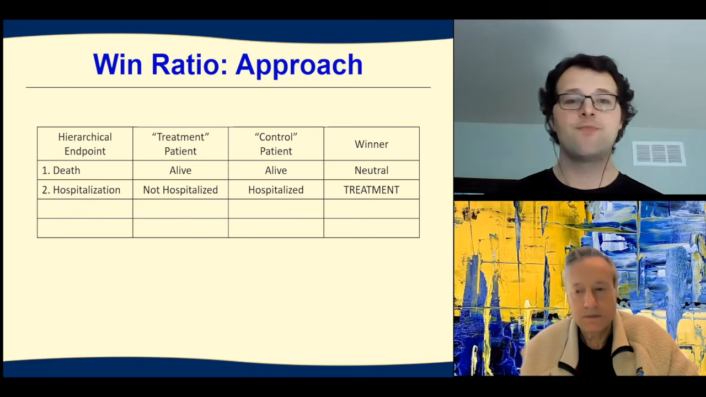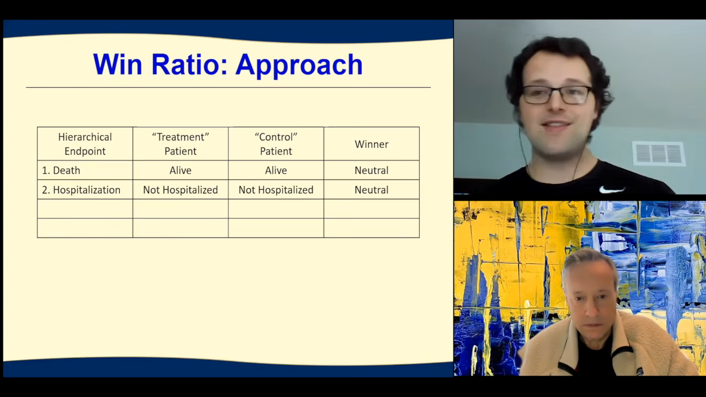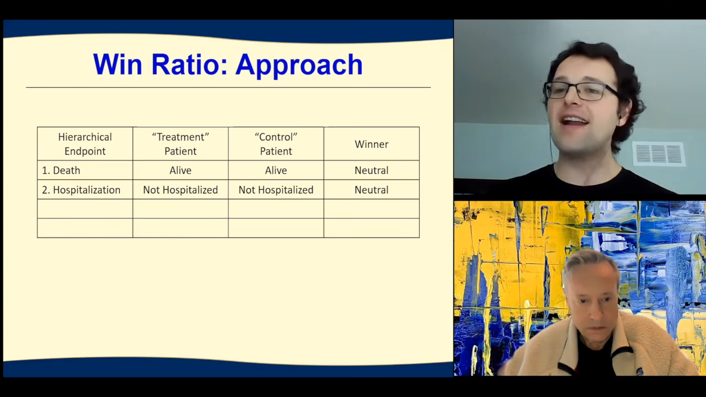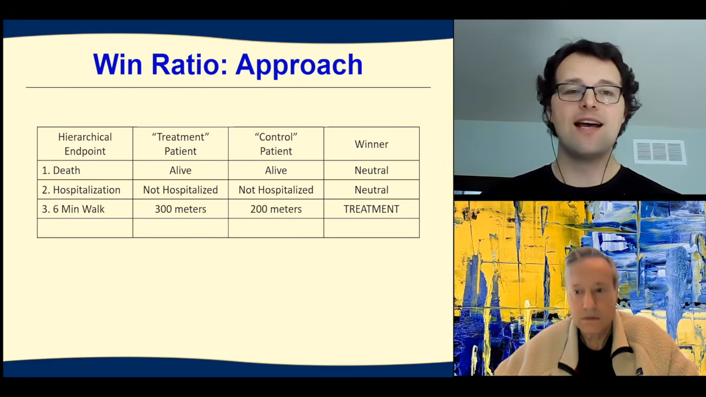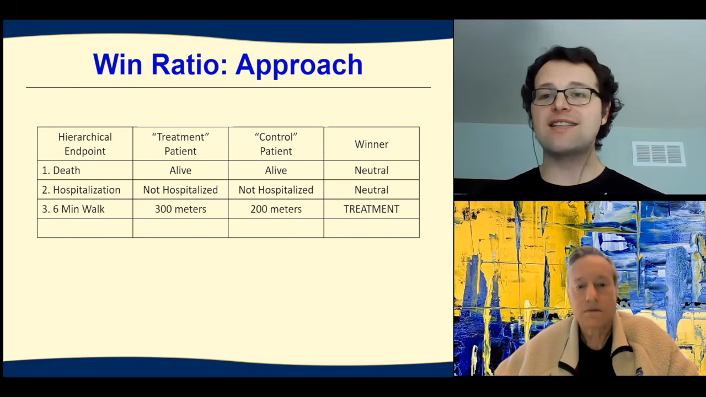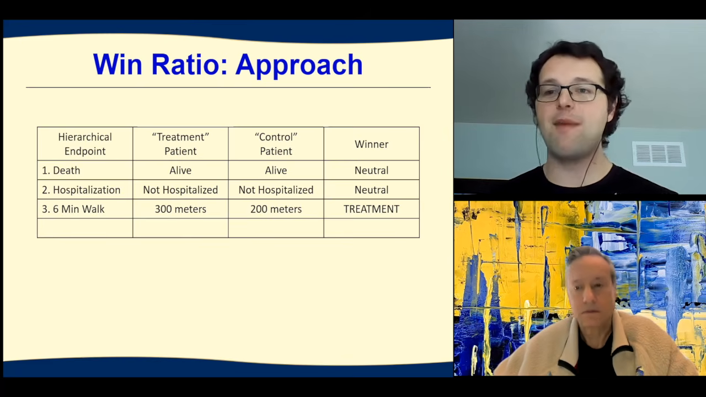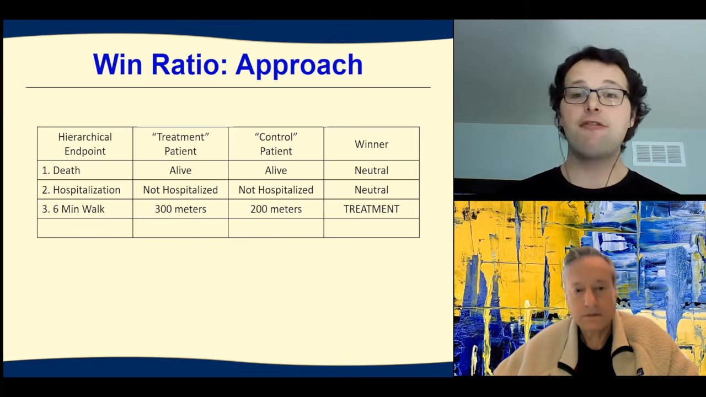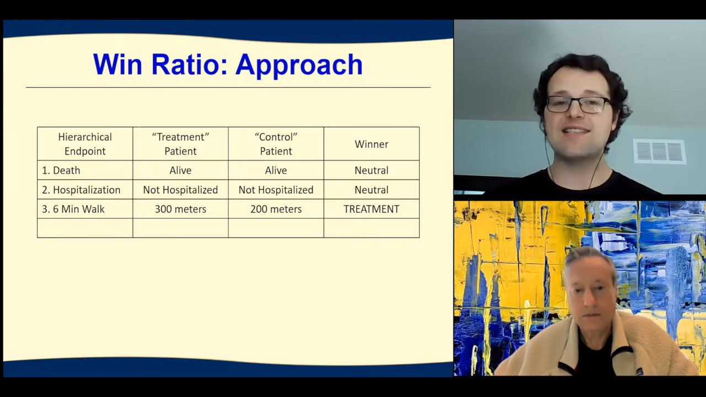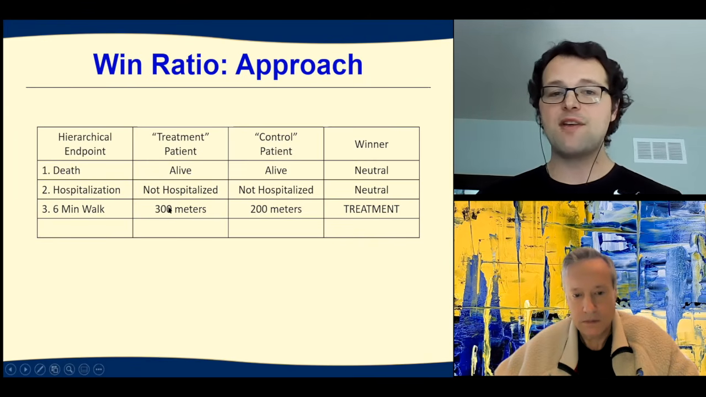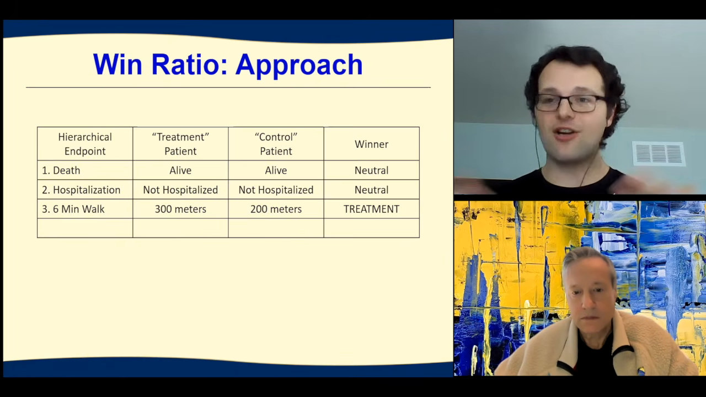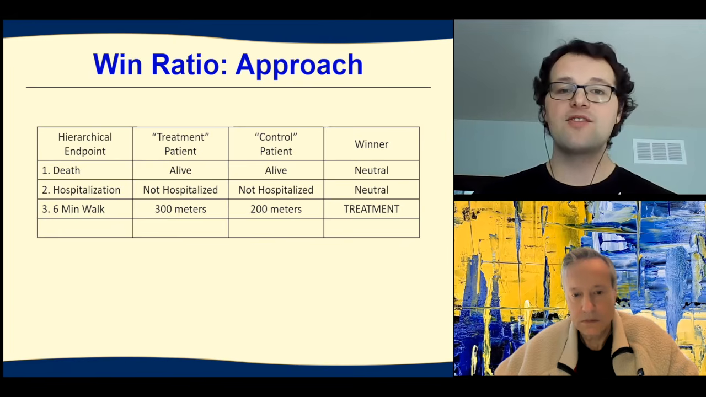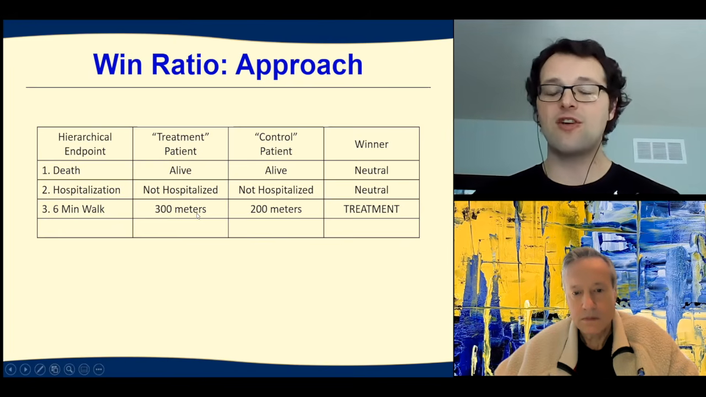Completely agree. So now let's suppose we've got 2 patients that are both alive. They're both not hospitalized, so they're still tied after the first 2 levels of our endpoint. And now we're going to do a 6-minute walk distance for these people after a certain amount of time. Maybe they've been treated for 6 months. For the people who are still alive and out of the hospital, we get a 6-minute walk. And in this case, if the treatment patient has a higher 6-minute walk distance than the control patient, we say that they're doing better. They have better physical function. So we consider the treatment patient the winner there.